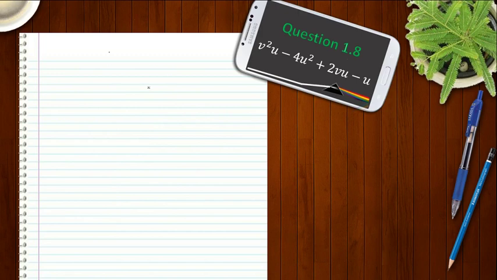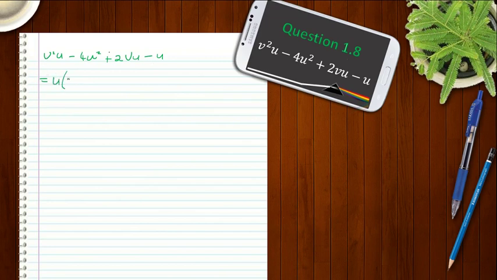Question 1.8. Now, in this case, we've got 4 terms. So v squared u minus 4u squared plus 2vu minus u. All right. Now, what do we see that is in each of these terms? We see that not all of them have coefficients, so we can't take out any numbers. Also, not all of them have a v, but we see that a u is in each of them. So I'm going to take out a u and open my brackets.